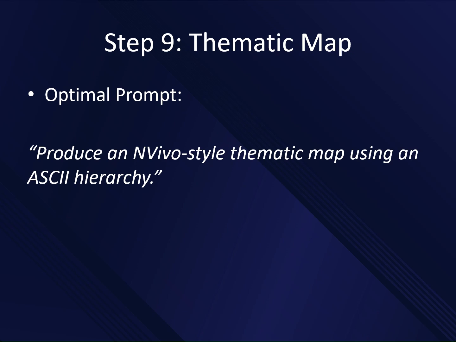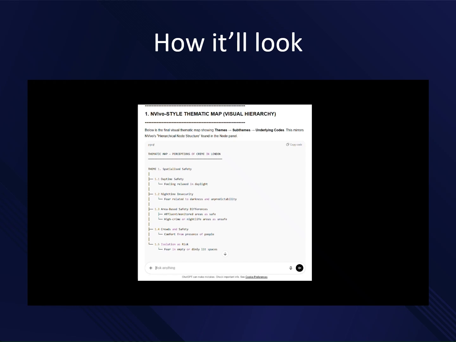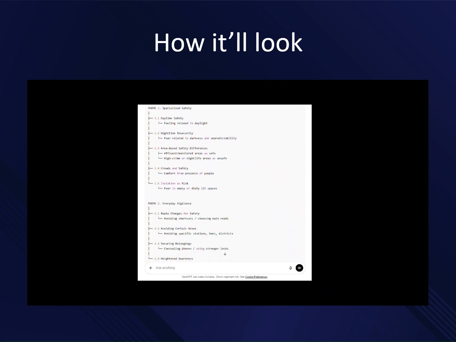We now generate a visual thematic map in Nvivo ASCII outline style. Use "Produce an Nvivo style thematic map using an ASCII hierarchy." And here is the thematic map produced by ChatGPT, closely mirroring the one that you would get with Nvivo.